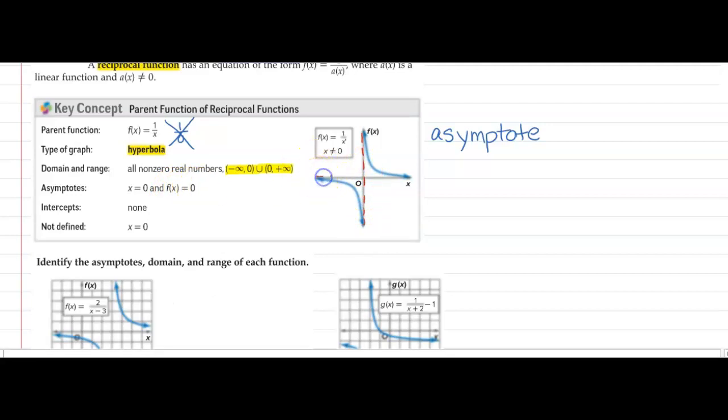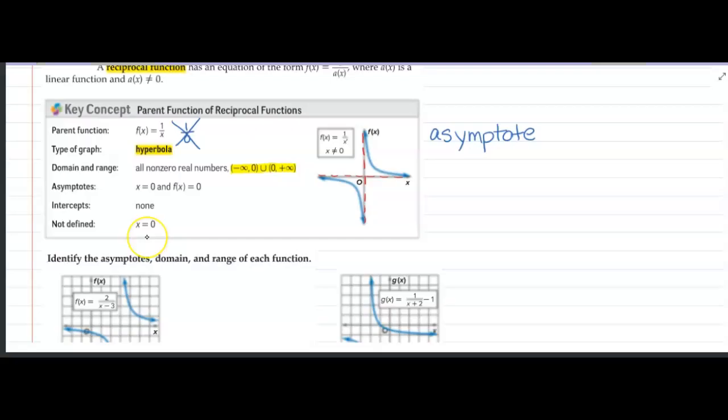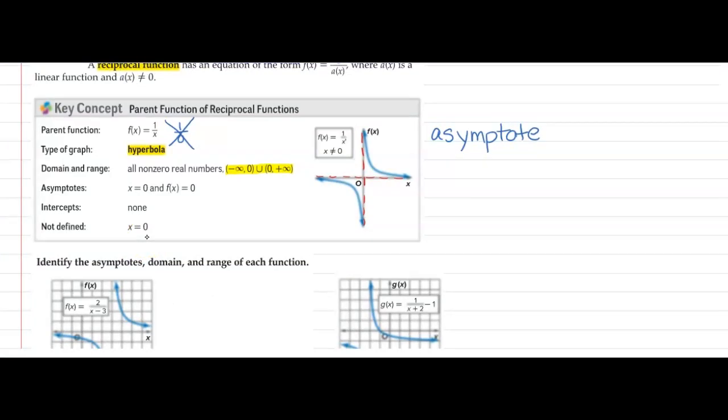I'll draw that one in as well. And then the graph just fits around these asymptotes. The asymptotes kind of give it shape, if you will. It determines where this blue graph will go. It has 2 pieces to it, one branch up here and one branch down here. There are no intercepts because it's not going to cross x or y, this parent function. And where is it not defined? Well, like we've said, at x equals 0.